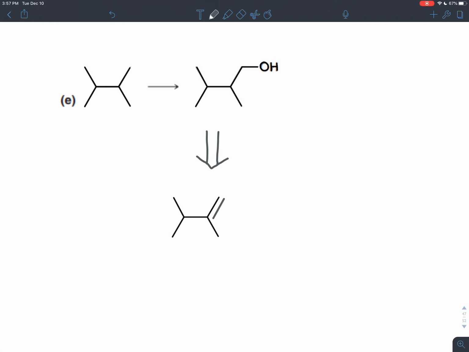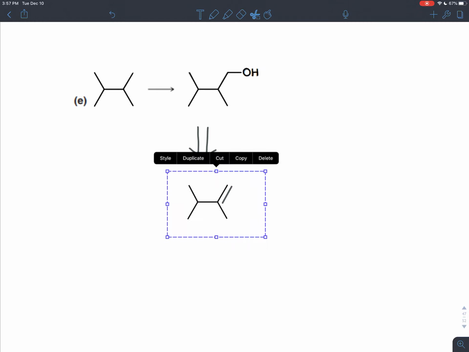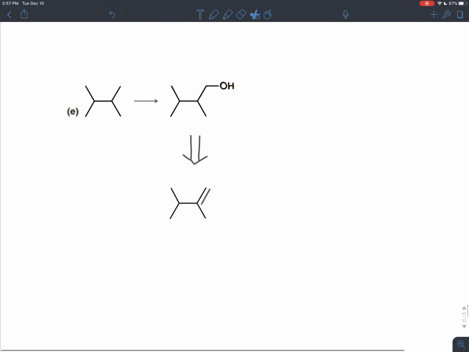If you try to add H and OH to an alkyne, it would give you an alcohol at first, but it would be an enol, and it would quickly keto-enol tautomerize to either an aldehyde or a ketone. But you can make an alcohol from an alkene. We'll worry about the specific details of that in a second, but we know that if we had that alkene, we could make this alcohol.